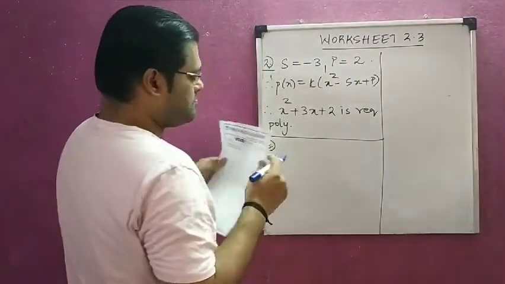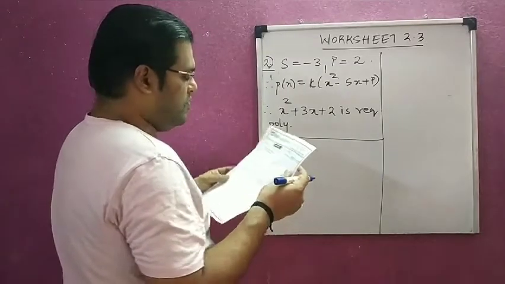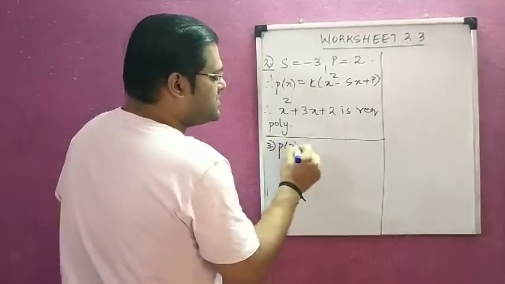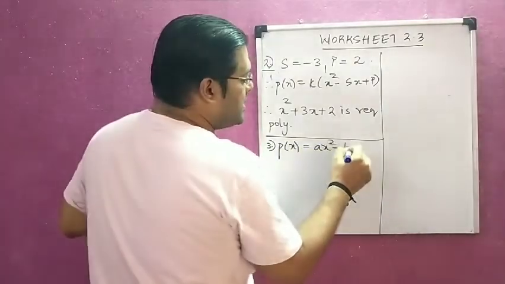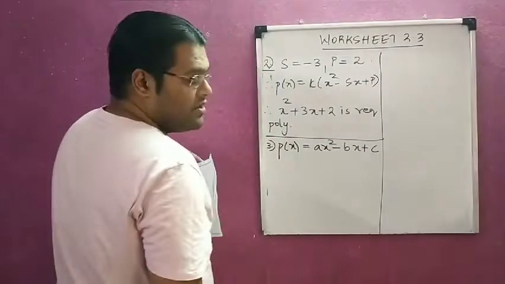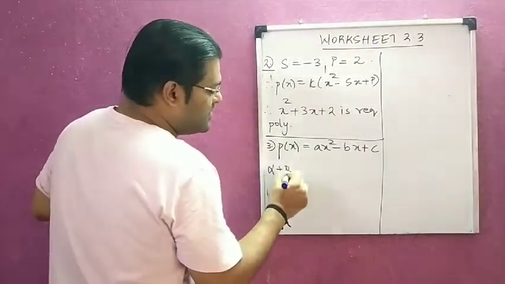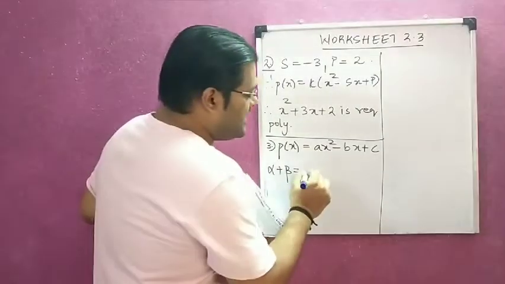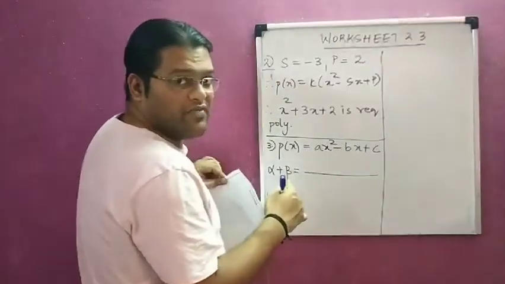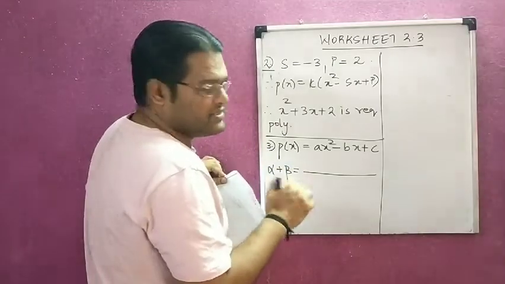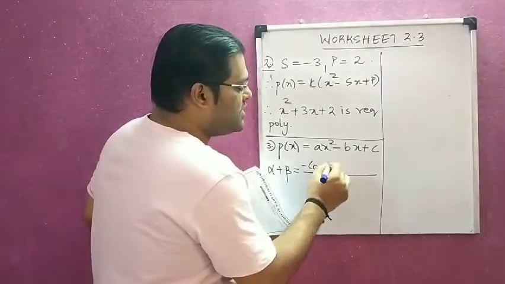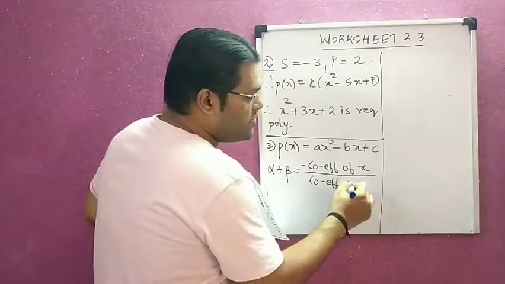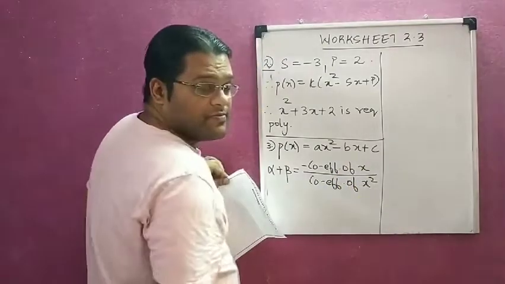Question 3. We are being asked to find the formula. We are given the polynomial px is equal to ax square minus bx plus c. And now you are asked to find alpha plus beta. Just to avoid the confusion, what I am going to do is write the formula for alpha plus beta in the form of words. That is minus coefficient of x upon the coefficient of x square.